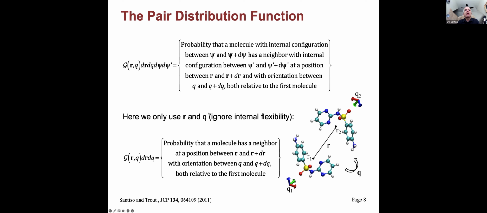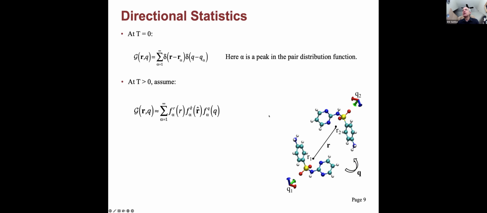So we're going to construct a model for this, and the way we start is we say, well, we know what that function is at 0 Kelvin, because at 0 Kelvin, everything is frozen in its equilibrium position. So it's just a sum of delta functions. So what we do is we say, well, if the temperature is not too high, I'm going to assume that I can write this as a sum of products of functions. This sum runs over the peaks in the original function.